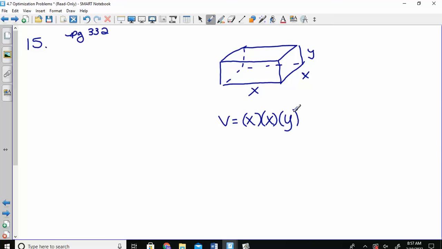We have 1,200 square centimeters of material. What does that number represent? The surface area. Okay, surface area is just the area of each side added together. So we can find the area of each side. If we start with the bottom, what's the area of the bottom of this box?